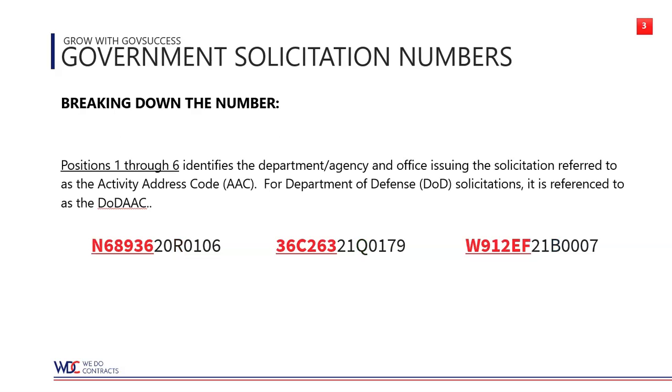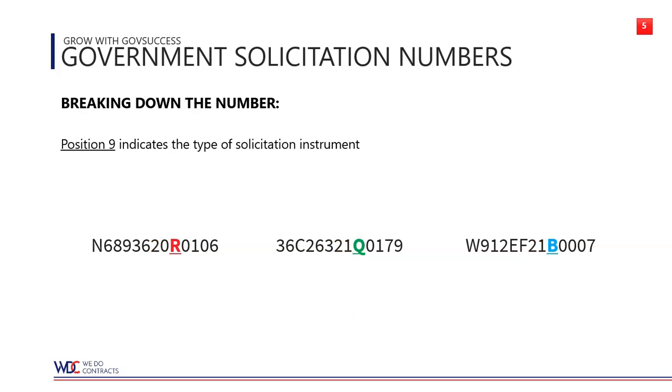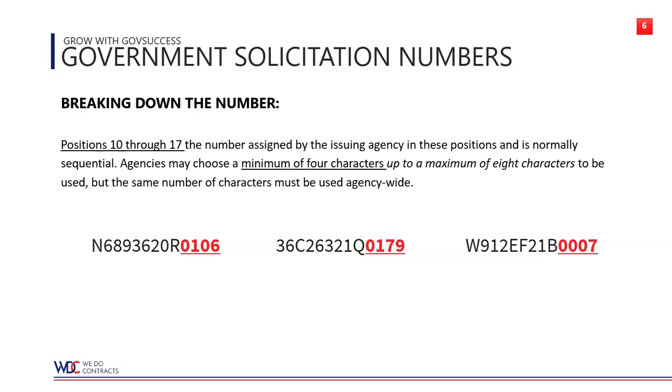Just to remind you, the first 6 is your DODAC or your AAC, your activity address code, and that identifies the agency or department. The 7th and 8th is your fiscal period. The 9th position is your solicitation instrument, so request for proposal, request for quote, or request for bid. And positions 10 through 17, which in this example is only 10 through 13, remember can have 4 numbers or 8 numbers. That is just a sequential numbering system, and each time they issue a request of anything, it's just the next number available.